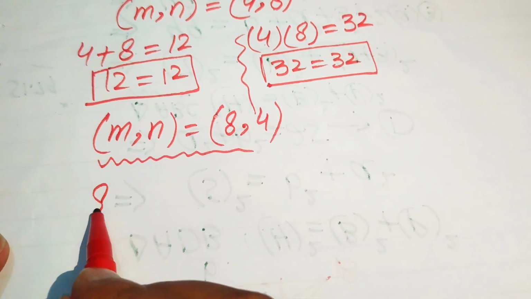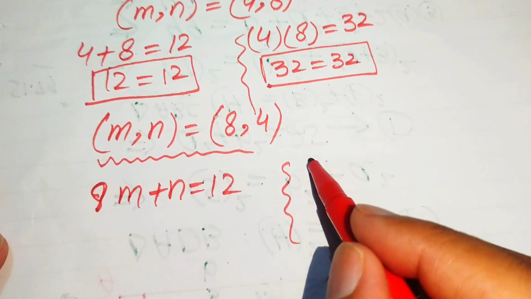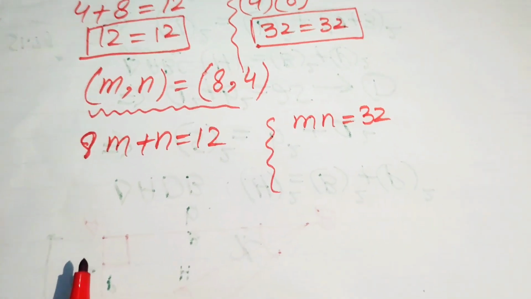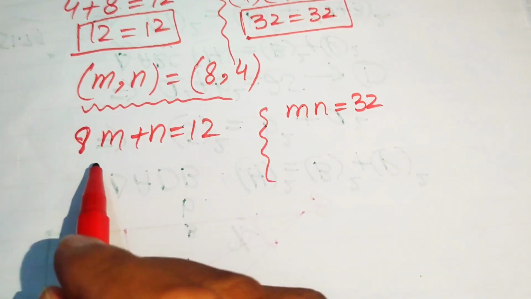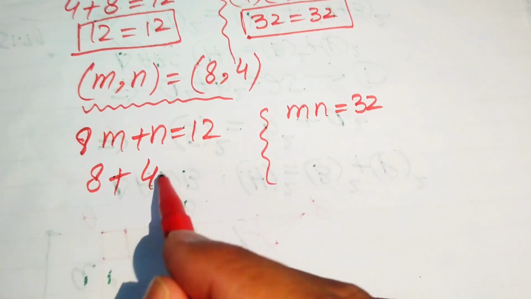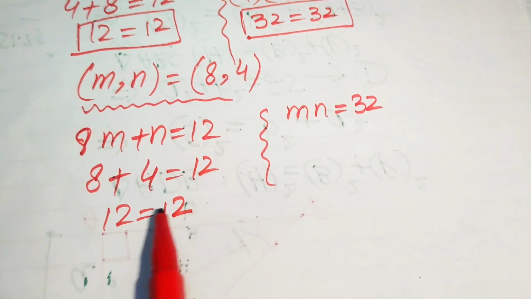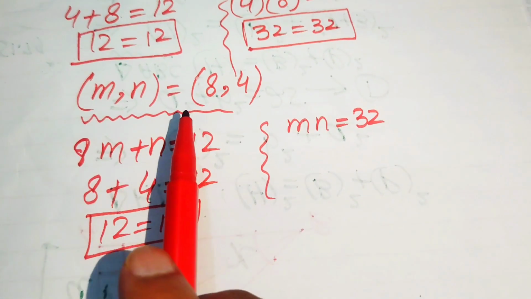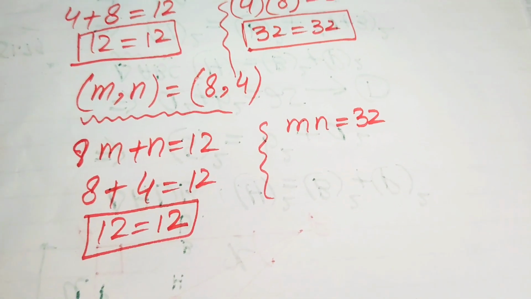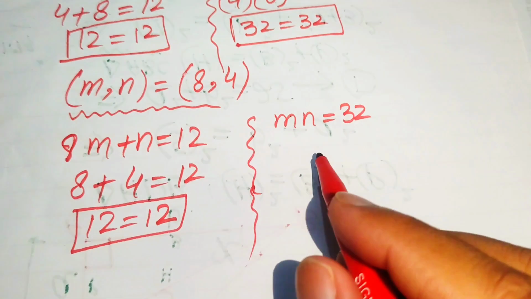So first, equation number 1 is m plus n is 12, and equation number 2 is m times n equals 32, and now we put these two values here. So m is 8 and n is 4, equals 12. So 8 plus 4 becomes 12, equals 12. So this shows that the values of m and n, that is 8, 4, also satisfy our given equation number 1. And now we move towards equation number 2 and we check it.